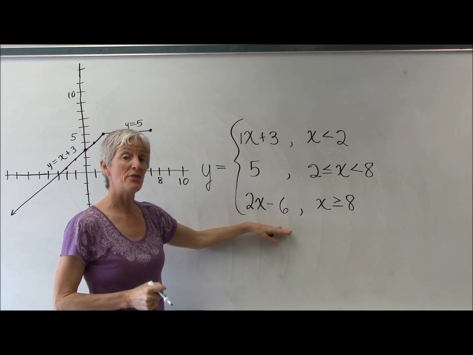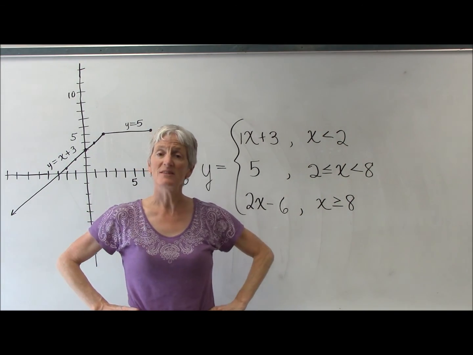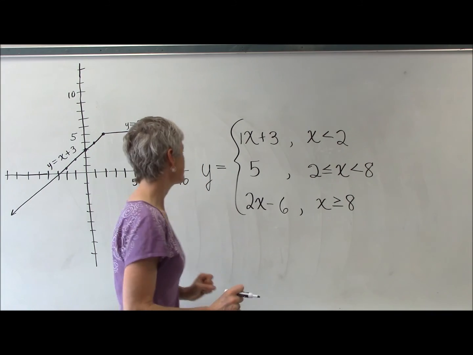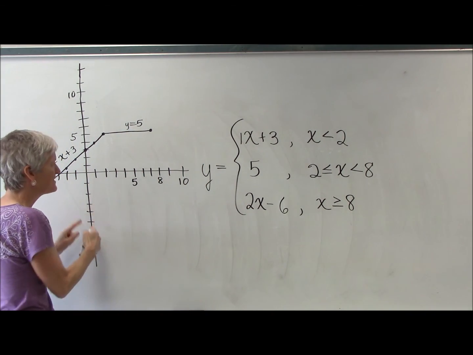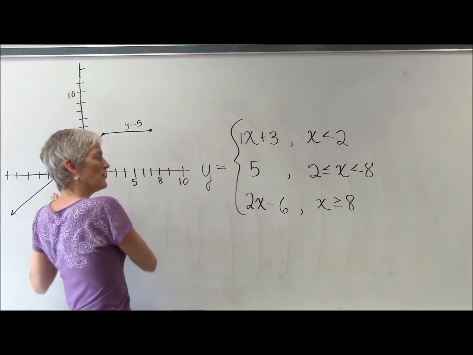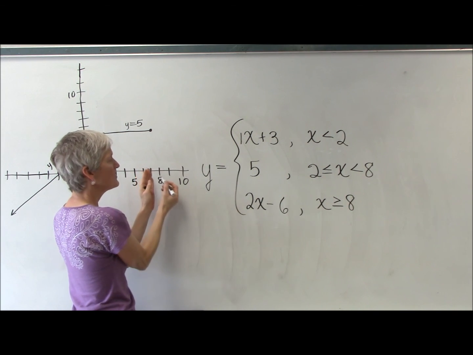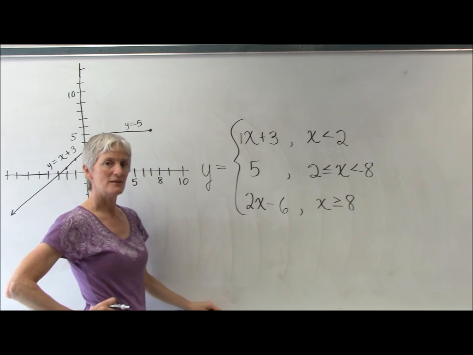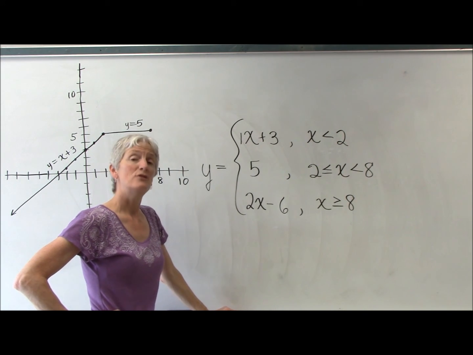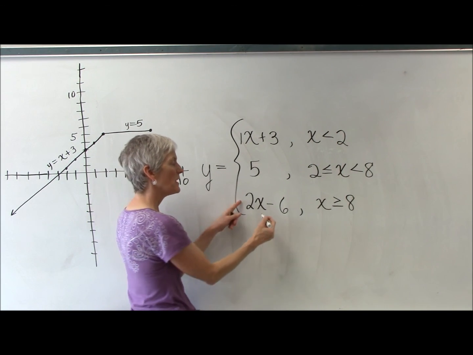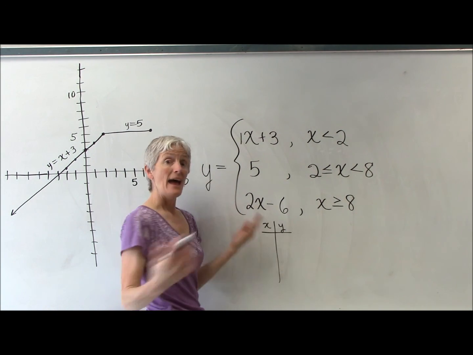Let's graph my third piece. 2x minus 6. Okay, so this is also a linear function. But gosh, the y-intercept is down here, but I'm not even going to graph the line over here. This piece starts only when x is 8. So this is a little tricky. But you know what you can always do? You can always just plug in some x, y values and plot some points.